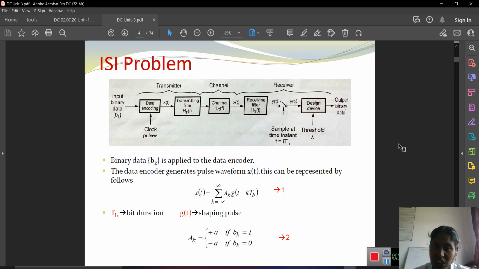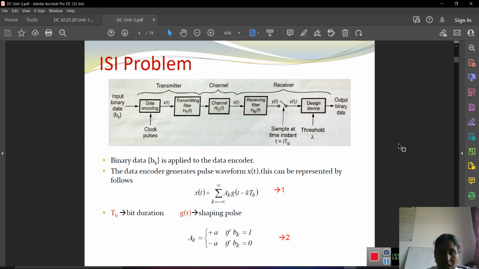Then next we move to the channel media, that is H C of F. After the channel we get the output X of T. Then it is moved to the receiving filter, that is H R of F. The output of the receiving filter is Y of T. We take the sample at the time instant t equal to i T B, so Y of T can be written as Y of t i, that is i T B. Finally we go to the decision device. The decision is taken by a threshold, that is the lambda value. Finally we get the output binary data.